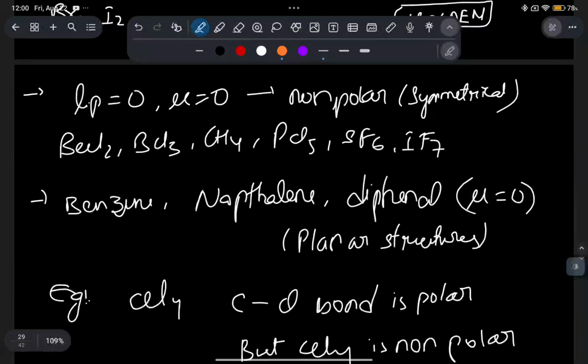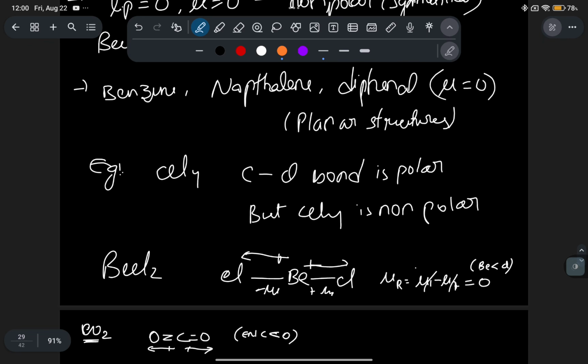If lone pair is equal to 0 and mu is equal to 0, then it is non-polar and symmetrical. Examples: BeCl2, BCl3, CH4, PCl5. These are the general hybridization examples. Benzene, naphthalene and the like are also planar structures.